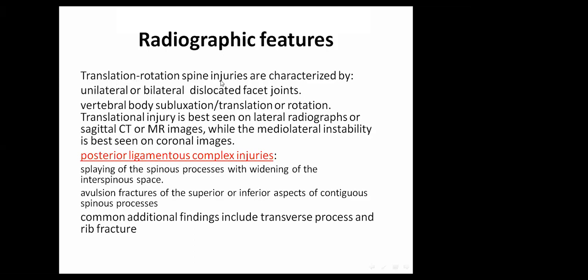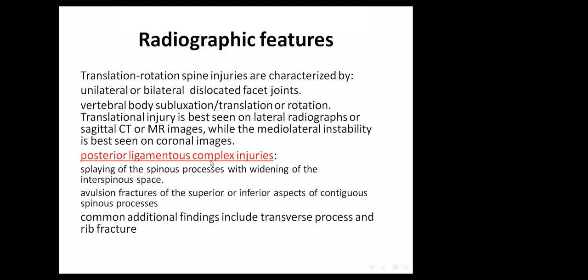Translation rotation spine injury occurs by unilateral or bilateral facet joint dislocation, vertebral body subluxation, translation or rotation. A translation injury is best seen on lateral radiography or sagittal CT or MRI image, while mediolateral instability is best seen on coronal image.